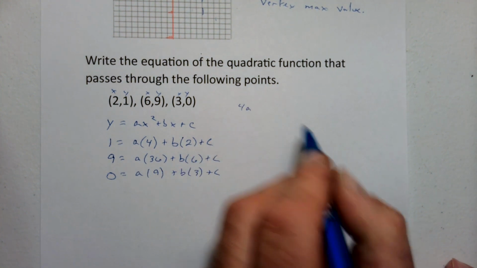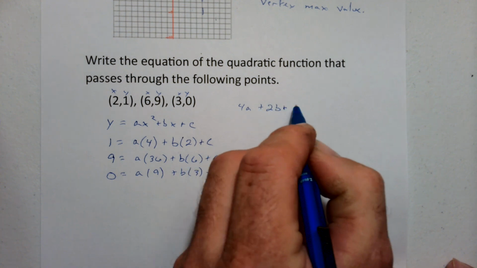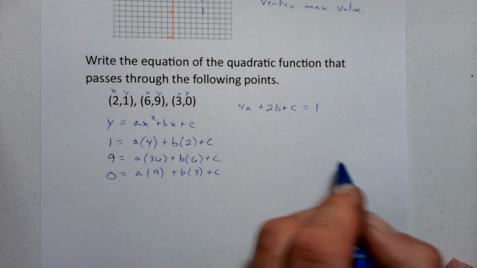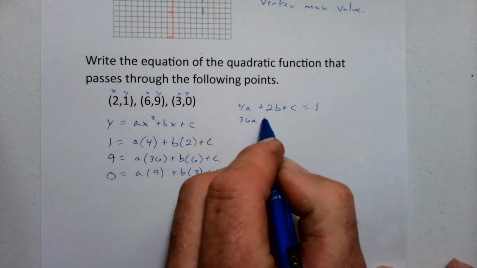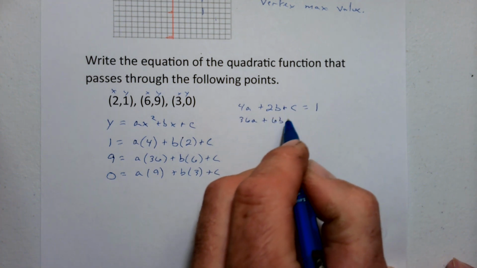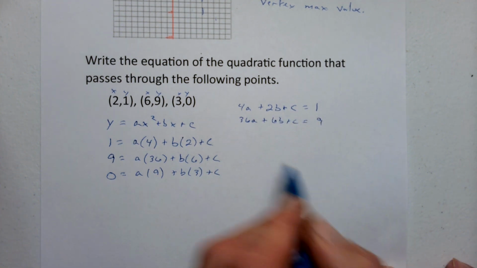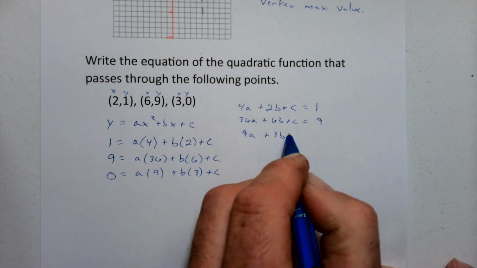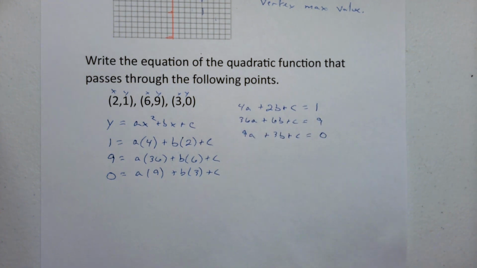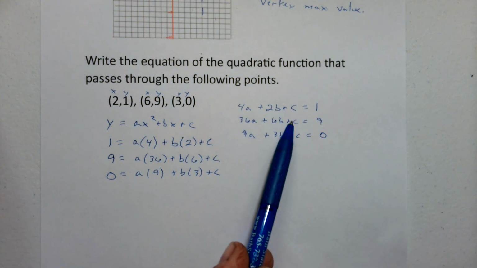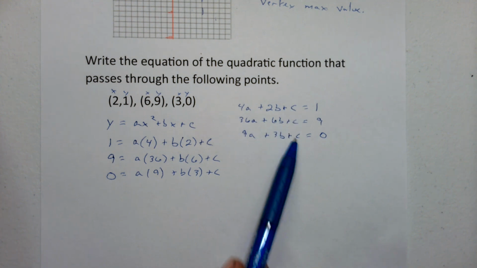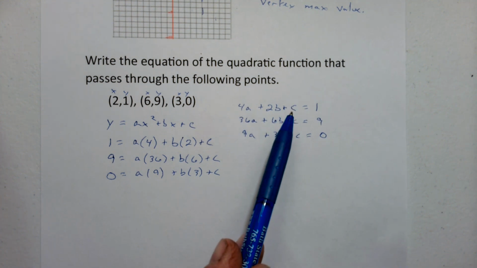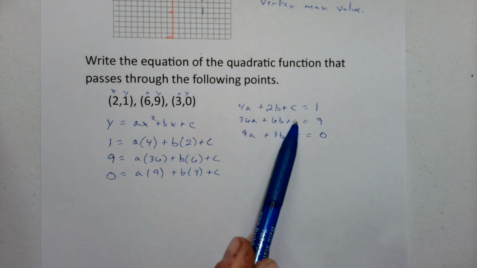So I'm going to go ahead and rewrite this just a little bit so it looks a little nicer. We have 4a plus 2b plus c equals 1. We have 36a plus 6b plus c equals 9. And we have 9a plus 3b plus c equals 0. That's going to be nice. What's going to be nice with these equations is that the coefficient of c will always be 1.